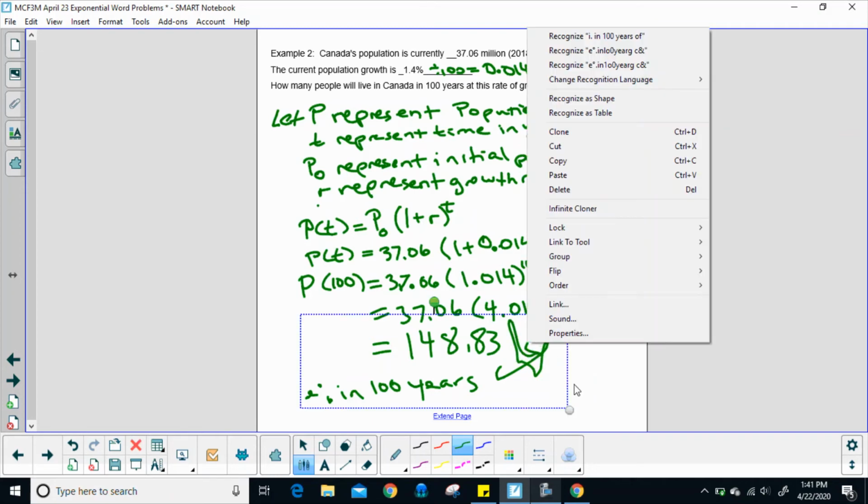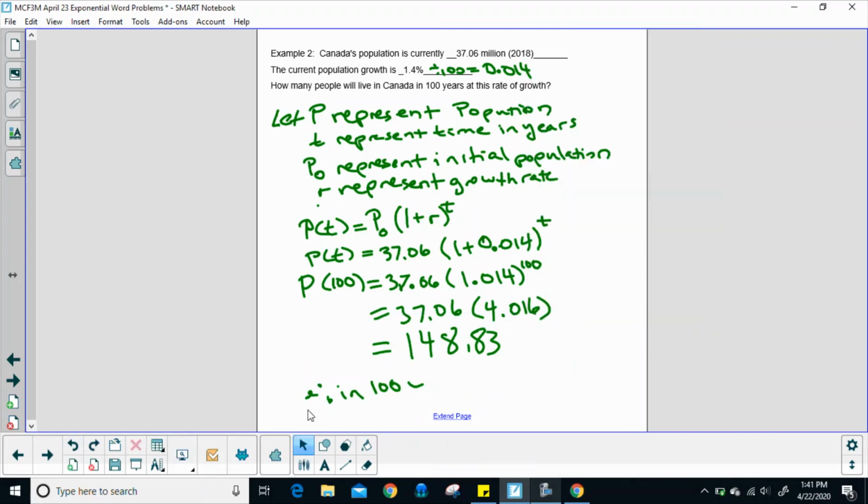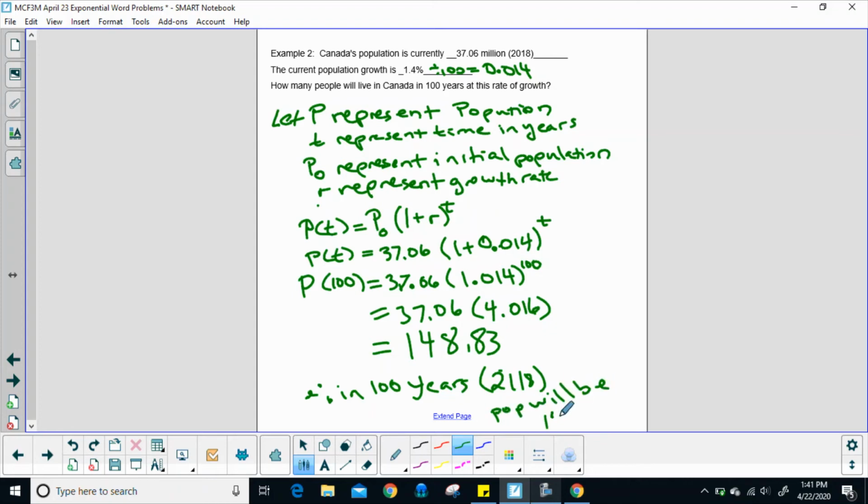So therefore in 100 years, so, oops. I don't know what just happened there. So in 100 years, so that'll be the year 2118. The population will be 148.83 million. So it'll be 148 million people living in Canada at the current growth rate. That's a lot of people.